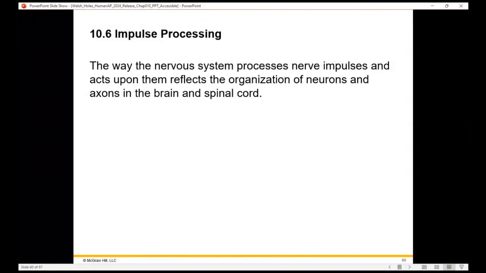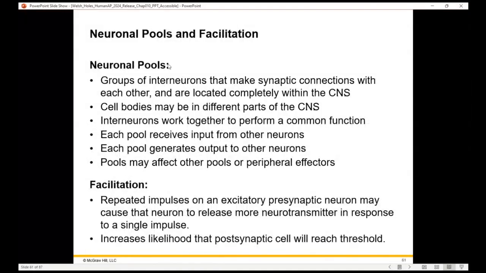Impulse processing. The way the nervous system processes nerve impulses and acts upon them reflects the organization of the neurons and axons in the brain and spinal cord. Neuronal pools are groups of interneurons that make synaptic connections with each other, and they're located completely within the central nervous system. Cell bodies may be in different parts of the central nervous system. Interneurons work together to perform a common function. Each pool receives input from other neurons, and each pool generates output to other neurons. Pools may affect other pools or peripheral effectors.